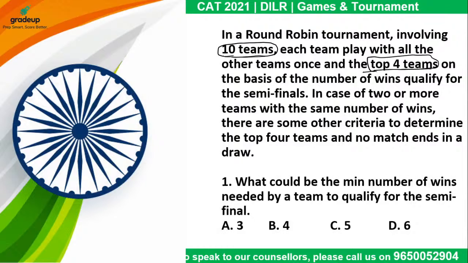The answer to the first one is A option, that is 3. Okay. See, guys, I'm repeating what we have just discussed. First, we need to find the total number of matches, which is same as total number of wins also. Since no match ends in a draw, so total matches is total wins. And it is 10 into 9 by 2. That is n into n minus 1 by 2. So we have 45 matches or 45 wins.